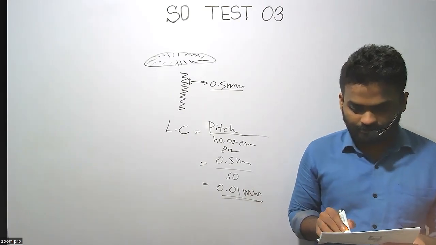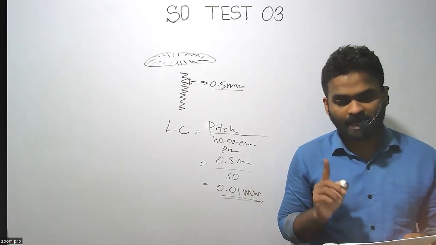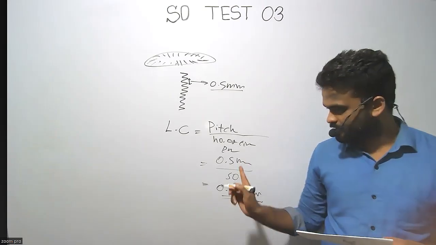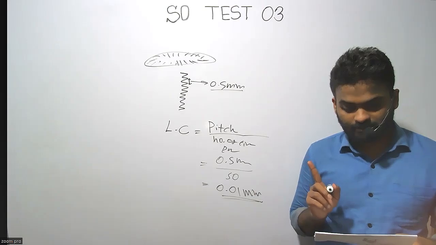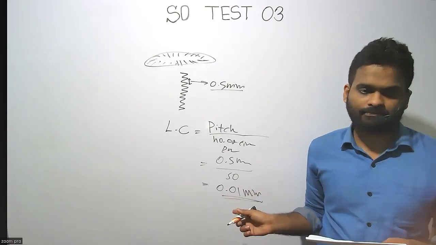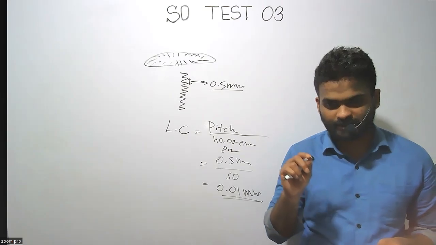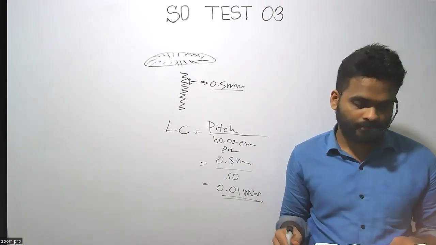It is the fourth one. They ask for the answer in millimeters, right? Not centimeters. If it is in centimeters, the answer is 0.001. So be careful about that, right? As you are doing questions, whether it is millimeters or centimeters.